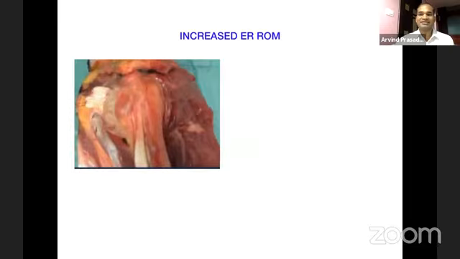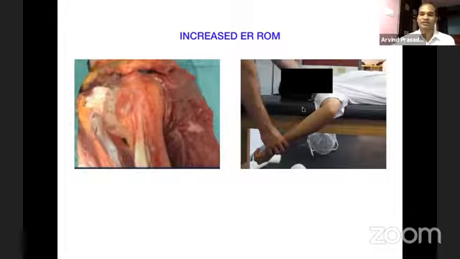Then, lastly, there will be increased external rotation of the humerus. You can see this is the subscap which is attached there. If it is torn, then there is no constraint for the external rotation of the humerus. So here you can see there is excessive external rotation of the humerus. So this is increased external rotation.